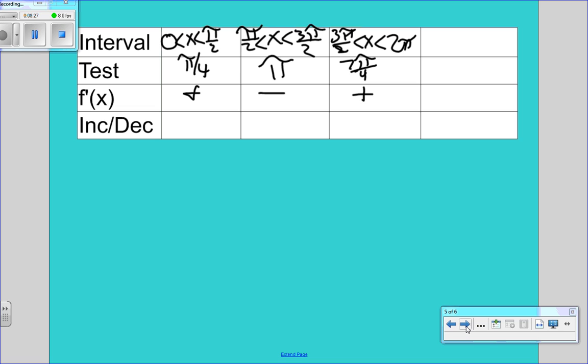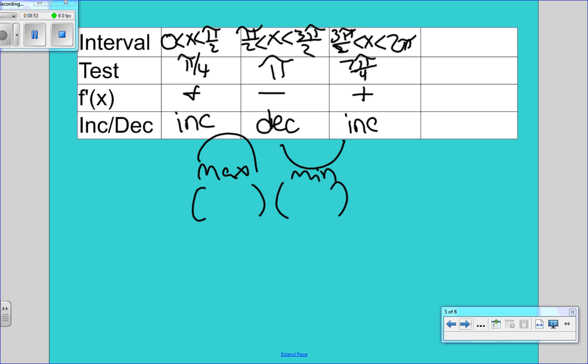Next, you have to write if it's increasing or decreasing. So we know a plus means it's increasing, a minus means it's decreasing, and a plus again means it's once again increasing. You can draw your little graphs. That's what your graph would look like at those points. To find your min and max, all you have to do is look at your little pictures and plug in your points. So you know that this one is at pi over 2 something. So you plug it in and you find out it's at pi over 2, 1. This one's at 3 pi over 2 something. You go to your handy dandy calculator and you plug it in. And it's 3 pi over 2, negative 1.